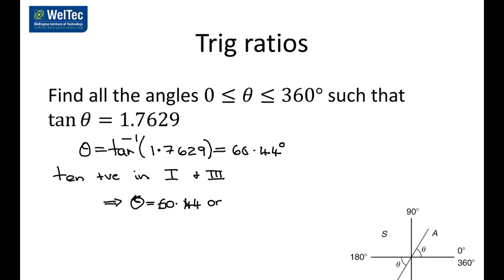Now we need it to be in quadrant 3. 1, 2, 3, so it needs to be there. So it would be 180 plus 60 degrees.